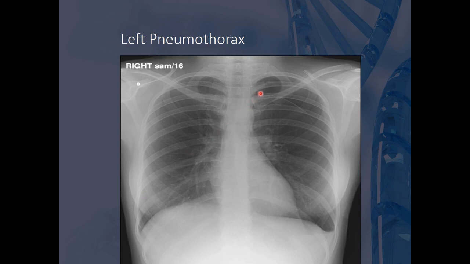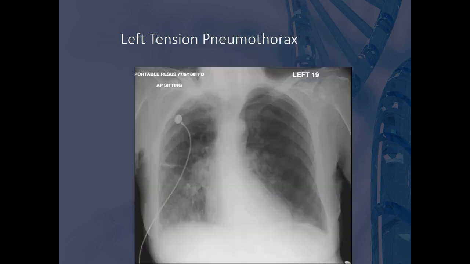We see here on a left pneumothorax, we see our lung marking right here. Look at a tension pneumothorax next. Here we see a left tension pneumothorax. We see the mediastinal shift and then the lung markings as it's concaving on itself, causing that one-way valve.